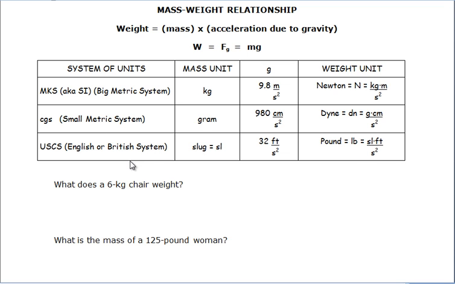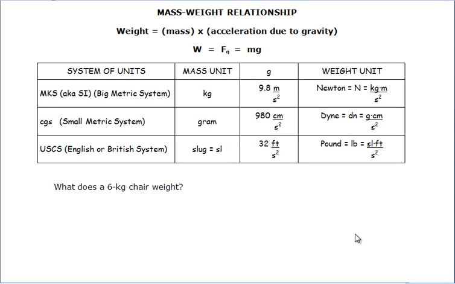This chart shows the different units and values that we use when we're doing mass weight calculations. Generally, we want to work within one row of the chart. So for example, if we were doing SI calculations, we'd stay in the big metric row of the chart. Or if we were doing small metric calculations, we'd stay in the CGS row of the chart. So let's actually look at a sample calculation. Finding the weight of a 6 kilogram chair.